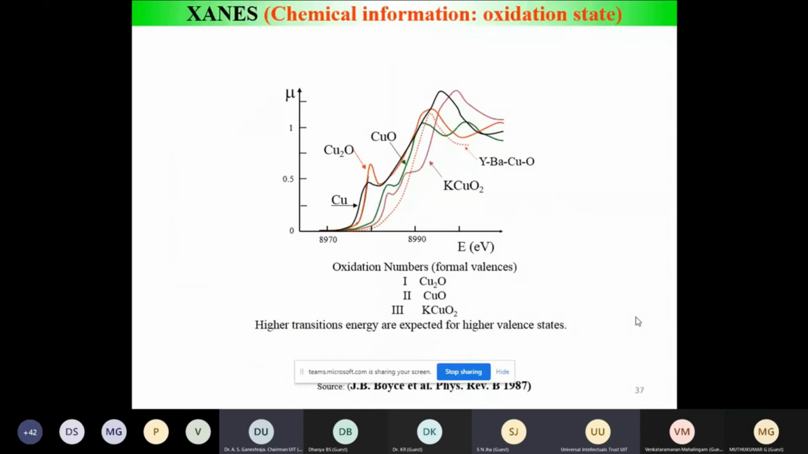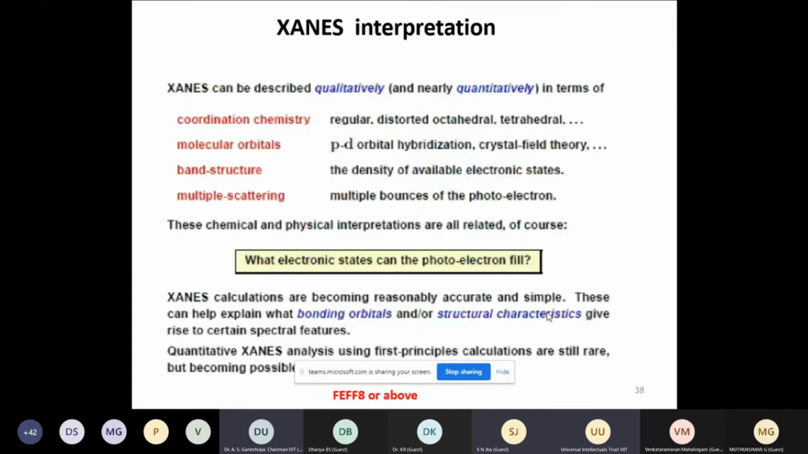This is the information again on the chemical state. Here is an example on copper. You can see that from copper metal in the 0 state to various states, there is a shift in the absorption edge, which gives a higher transition energy, and which again gives an idea of the oxidation state in the material.